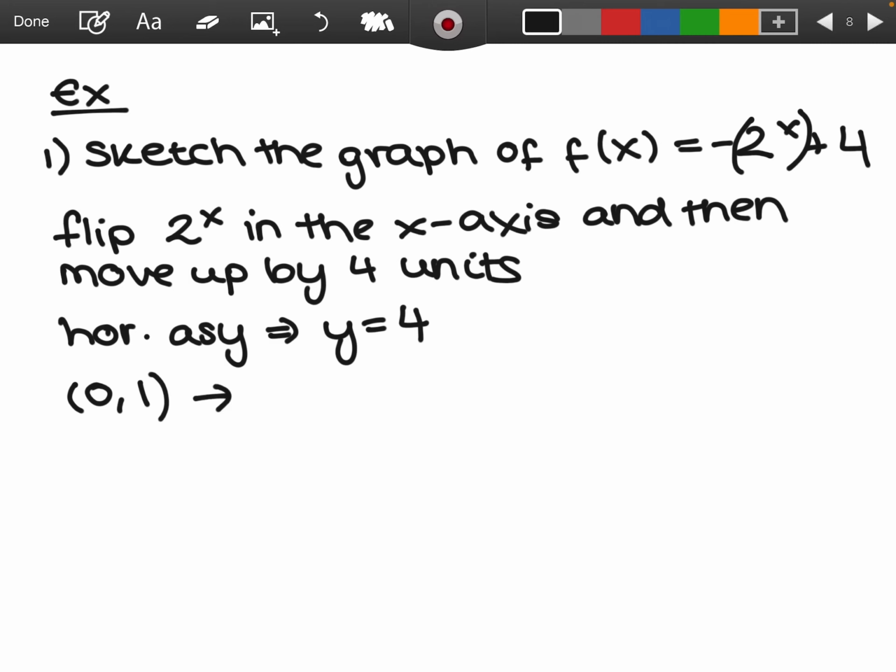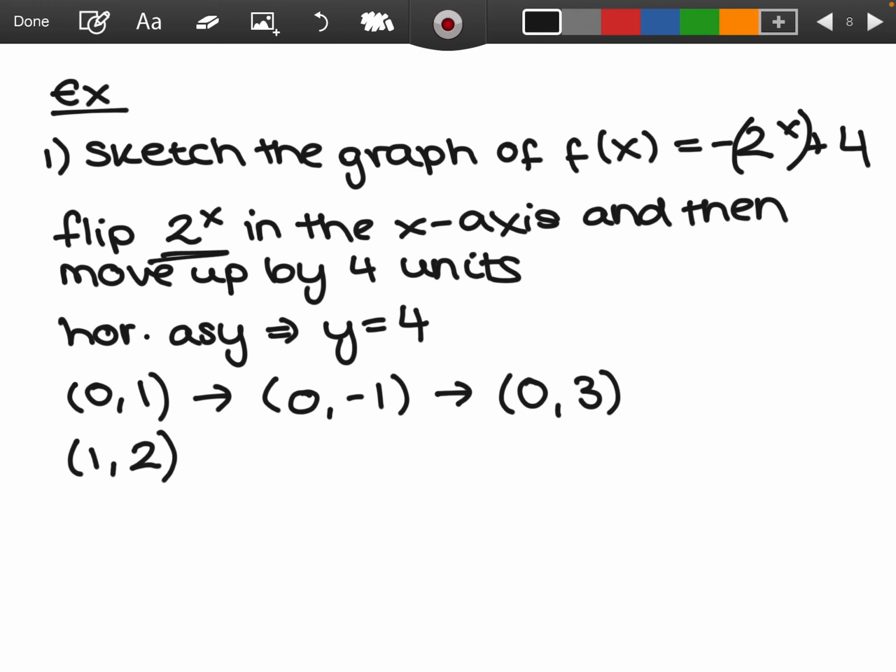Okay. Let's see what happens to the point 0, 1. The point 0, 1, when I flip it in the x-axis, is going to go to the point 0, negative 1. And then moving it up by 3 units is going to go to 0, 3.